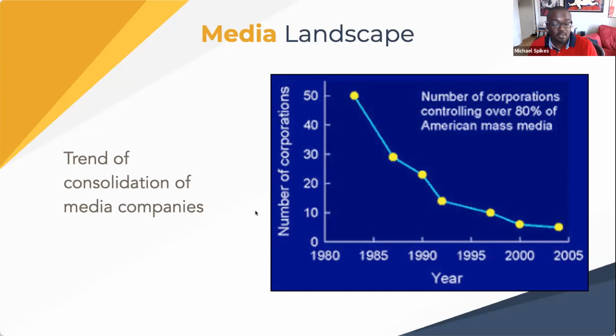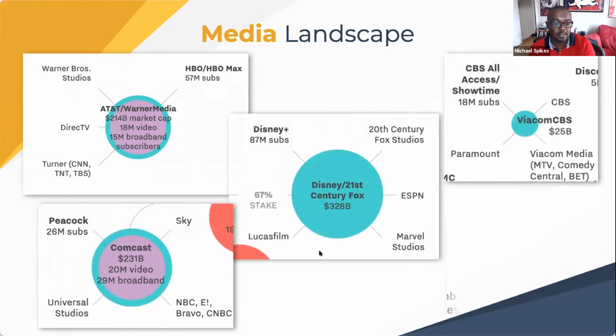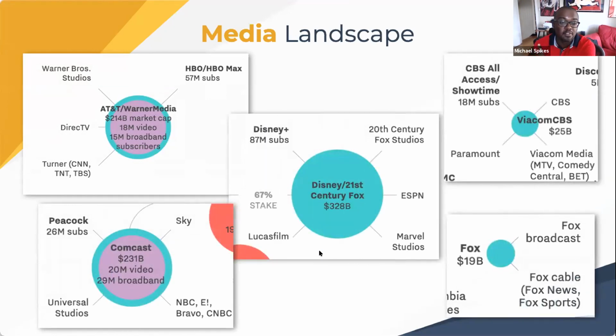in order to maintain their market placement and means for generating profits. As an example, as you'll see in this chart, around 1983, more than 80% of US-based media was created and controlled by 50 different companies. But today, as this line represents, that story is much different. Now only about 5 companies own what is now 90% of American mass media. These top companies include, at the moment, AT&T, Comcast, Disney, Viacom CBS, and Fox.